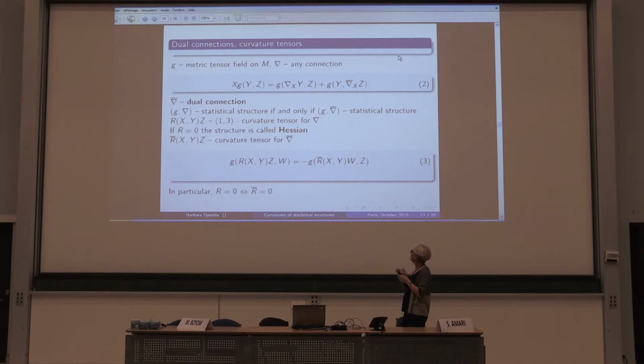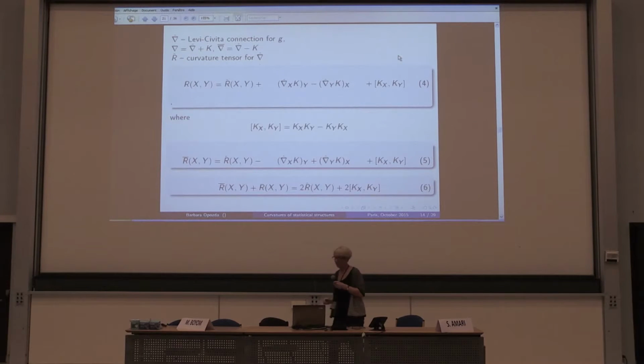Denote by R(X,Y)Z the curvature tensor for nabla, and by R bar(X,Y)Z the curvature tensor for nabla bar. The two curvature tensors are related by formula 3. So we see that, in particular, they simultaneously vanish or not. Now, we have the Levi-Civita connection. We have the difference tensor for nabla, which is K, and we have the difference tensor for nabla bar, which is minus K. Using this, we can find relations between the curvature tensors for nabla, nabla hat, and nabla bar.